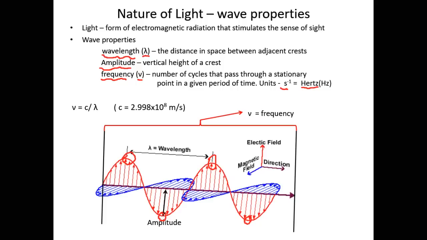Now, in physics, if you know the frequency of a wave and you know the wavelength of a wave, you can calculate its speed. But for electromagnetic radiation in a vacuum, they all travel the same speed, which is 2.998 times 10 to the 8th meters per second. And this is referred to as the speed of light. Again, this is the fastest electromagnetic radiation can travel in a vacuum. And it's a constant in a vacuum.